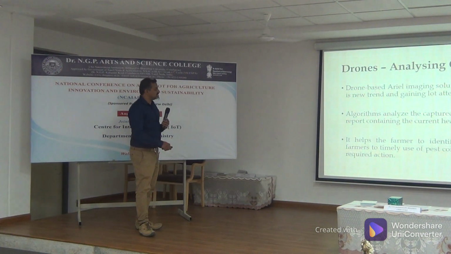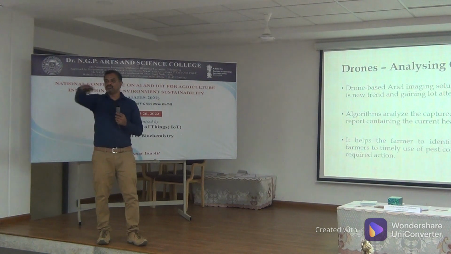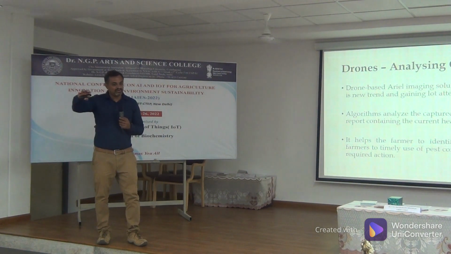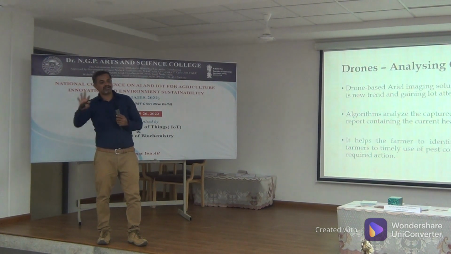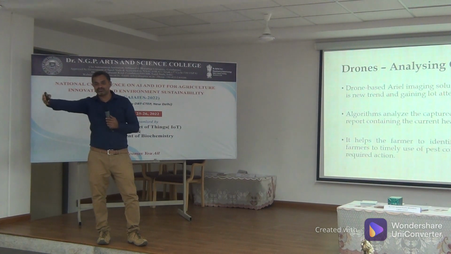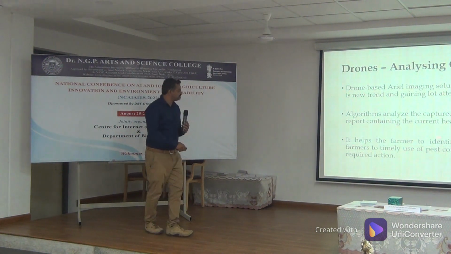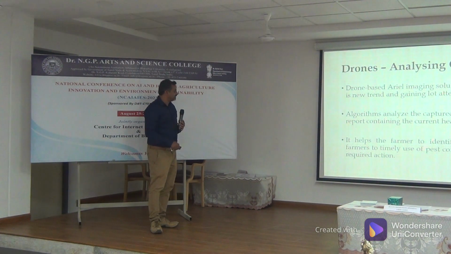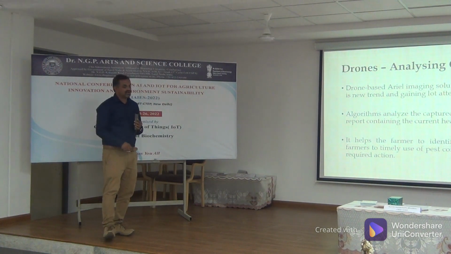Algorithms analyze the captured images and provide a detailed report containing the current health of the farm. So what is happening? You fly a drone, and it takes images. When it takes the images, it understands the condition of the farm. Once that is done, it goes to the next step and does the other parts. It also helps the farmer identify pests and bacteria, and use pest control and other methods for the required actions. So this is with respect to drones analyzing crops.